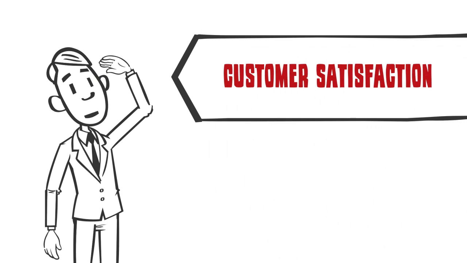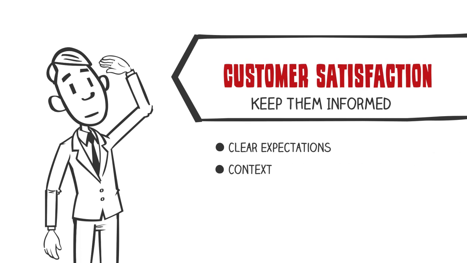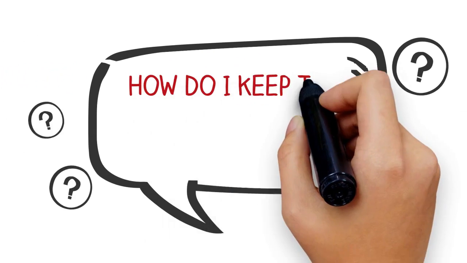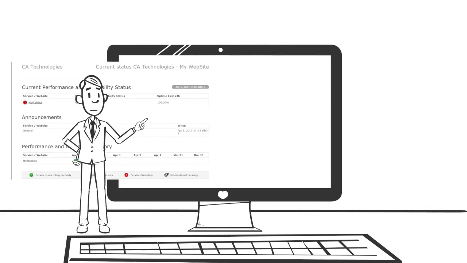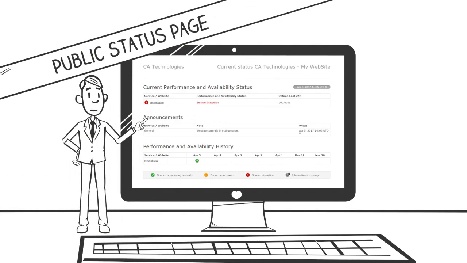The key to keeping customers satisfied with your service, even during an unexpected maintenance period, is keeping them informed. By keeping users up to date, they have clear expectations, context of what's happening, and when it might be resolved. The question becomes, how can I keep the customer informed and satisfied with my service? A public status page with CA Synthetic Monitor does just that.